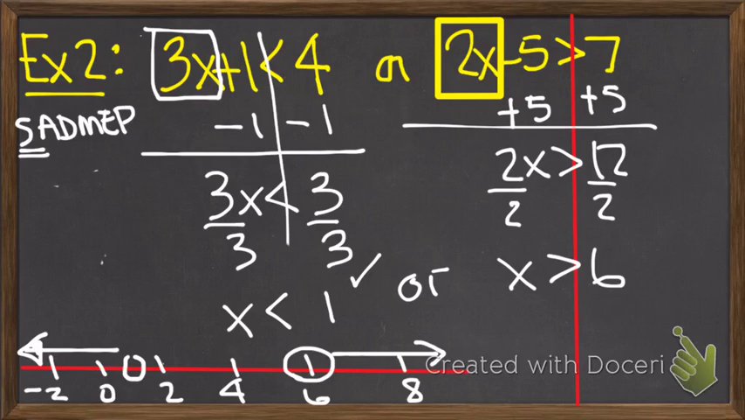Generally, 99% of the times when you do an OR, you're going to have two separate regions. OR joins the regions together.